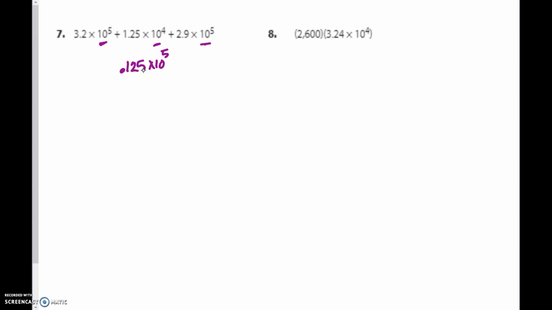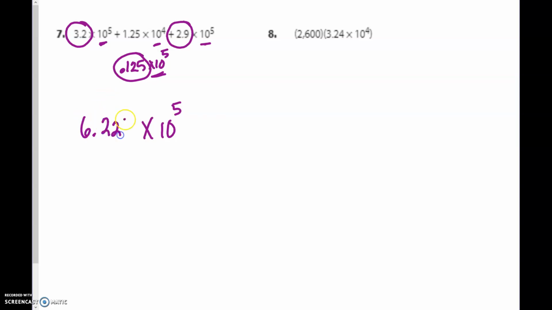Now again, you're probably going to have to grab your calculator regardless, so you're going to want a calculator with you. Now I'm going to keep it times 10 to the 5th because they all say times 10 to the 5th. And now what I'm going to do on my calculator is take 3.2 plus 0.125 plus 2.9. So we're going to add all of those three numbers together, and I think we end up with 6.225.